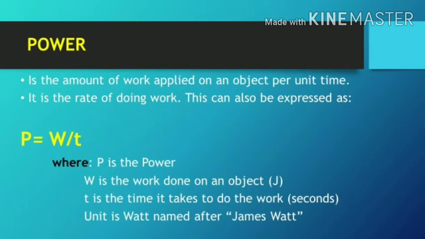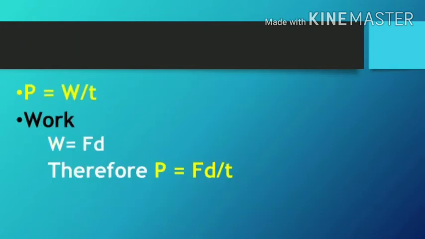Power. Power is the amount of work applied on an object per unit time. It is the rate of doing work. This can also be expressed as P = W/t, wherein P is power, W is work done, unit is joules, and t is time, unit is seconds. The unit for power is watt, named after James Watt. Power is equal to work divided by time.